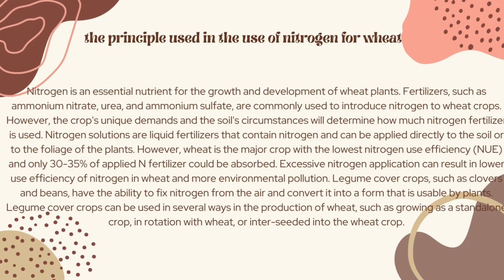What are the principles used in the nitrogen for wheat? Nitrogen is an essential nutrient for the growth and development of wheat plants. Fertilizers such as ammonium nitrate, urea, and ammonium sulfate are commonly used to introduce nitrogen to wheat crops. However, the crop's unique demand and soil circumstances will determine how much nitrogen fertilizer is used. Nitrogen solutions are liquid fertilizers that contain nitrogen and can be applied directly to the soil or to the foliage of the plant. However, wheat is a major crop with the lowest nitrogen use efficiency, or in short NUE, and only 30 to 35% of applied nitrogen fertilizer could be absorbed.